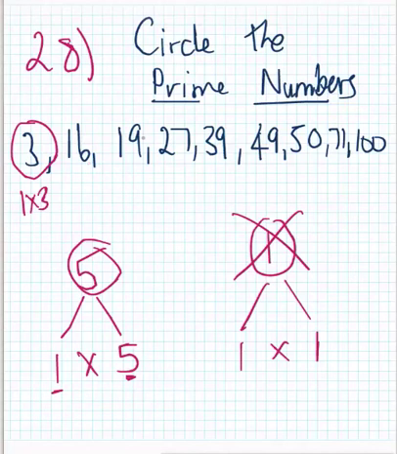19. Well, I know that 1 times 19 gives me 19. Is there anything else? Thinking of my timetables? No, there isn't. So 19 is a prime number. Okay?